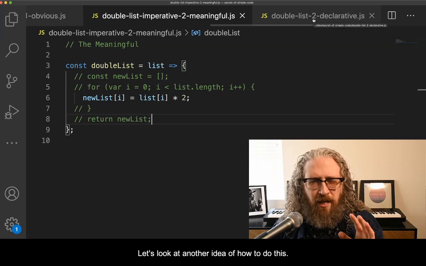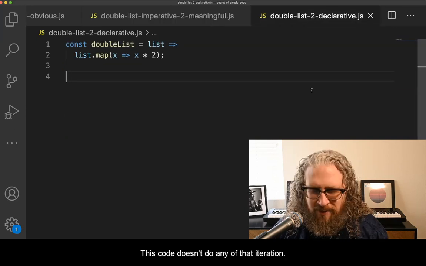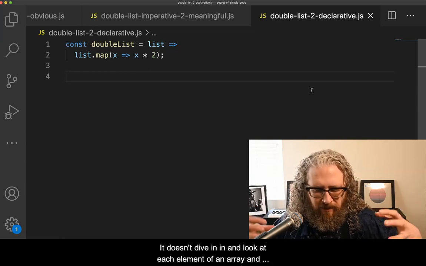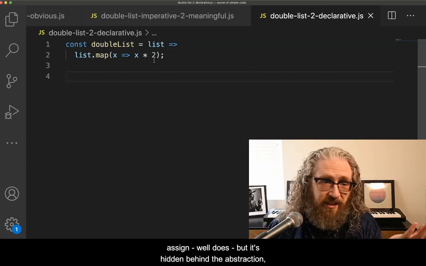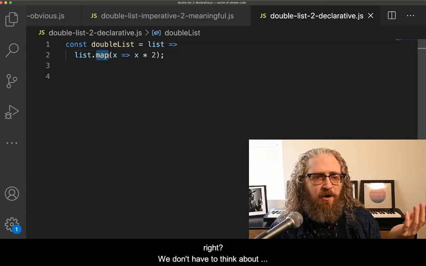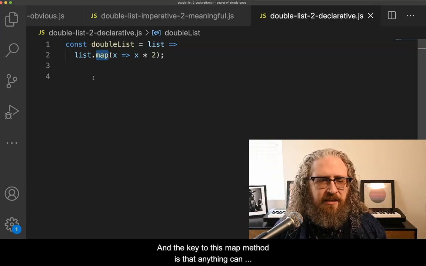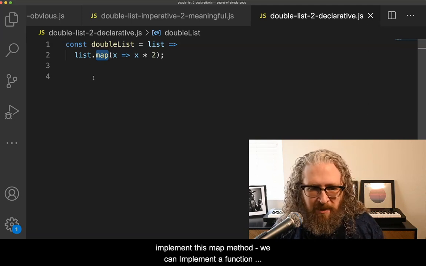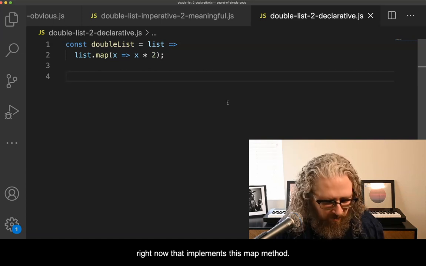Let's look at another idea of how to do this. This code doesn't do any of that iteration. It doesn't dive in and look at each element of an array and assign, well, it does, but it's hidden behind the abstraction, right? We don't have to think about it because we just call the map method. And the key to this map method is that anything can implement this map method. We can implement a function right now that implements this map method.